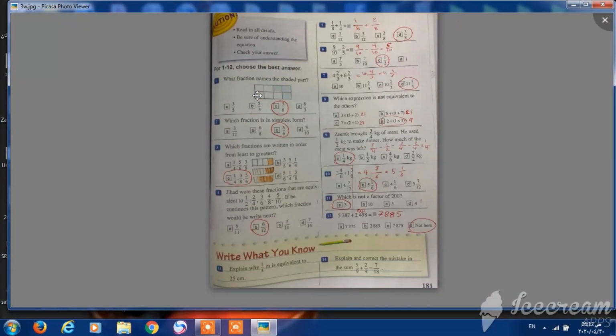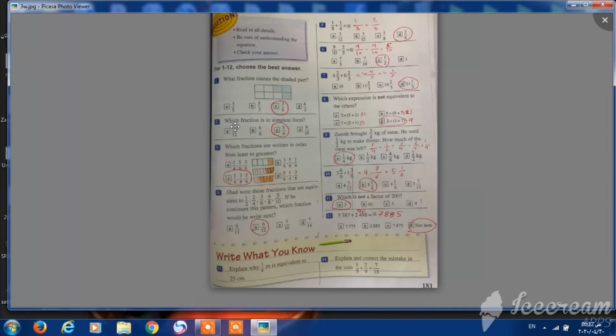Let's find the correct answers on page 181. Look at number 1. What fraction names the shaded part? First, we count the colored parts. After that, we count all the parts we have. We have 3 parts colored, and in all there are 8 parts. So we get 3 over 8. Which one is 3 over 8? C. So C is correct. Draw a circle around C.